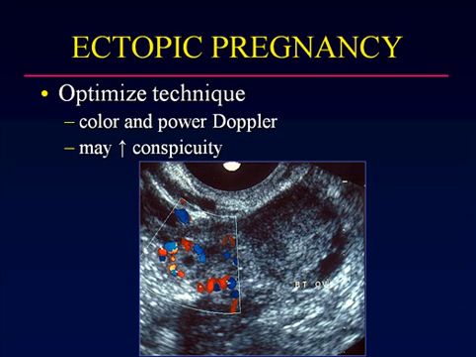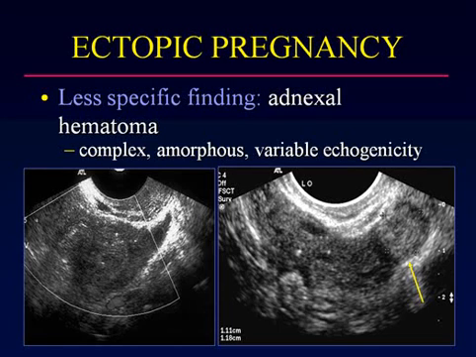When you see an adnexal hematoma, as in this case, another thing that you can do that will optimize your technique and improve your visualization of the ectopic pregnancy is to use color and power Doppler. You see in this case when you use the color Doppler, the color clearly outlines that echogenic tubal ring, and it may increase the conspicuity of this finding within the adnexal hematoma.